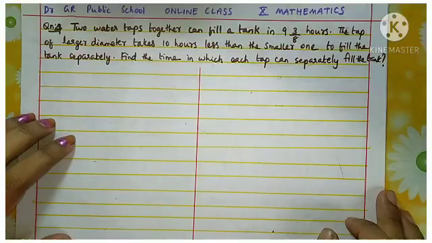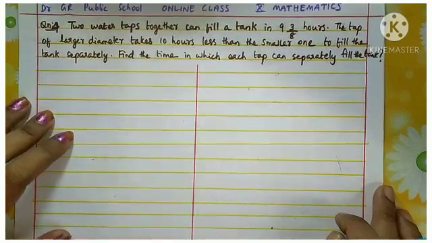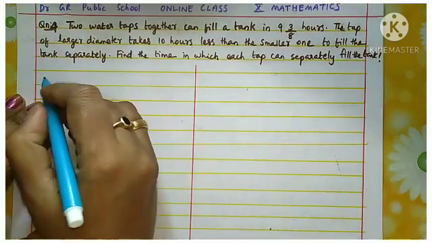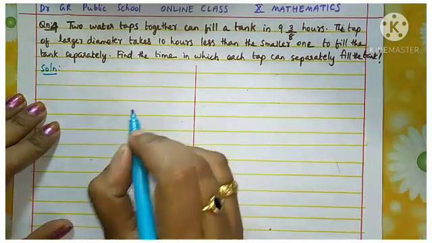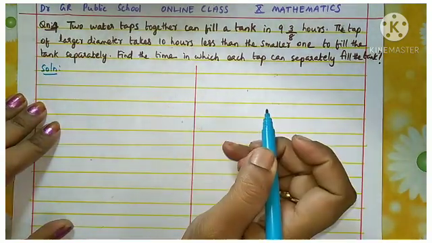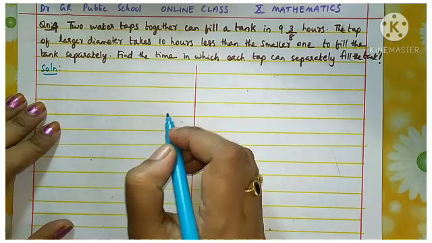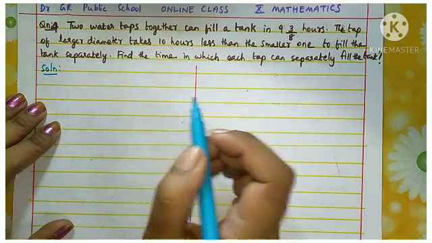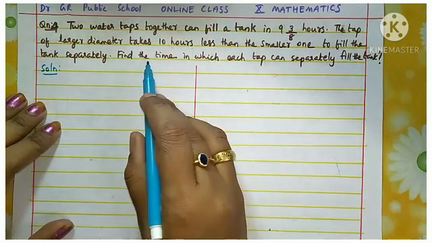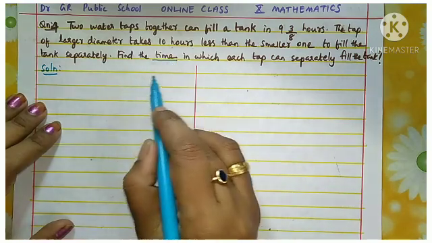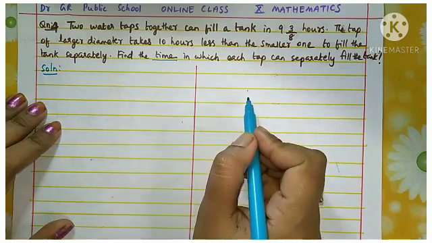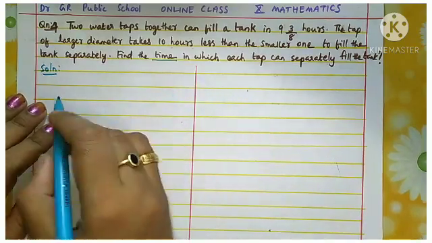Let us start our answer, children. I hope you understood the idea of the problem. Yes, we can start the solution. One larger pipe is there and one smaller pipe is there. Here it is asked to find the time, so we are going to assume the time for the larger pipe and the smaller pipe. That is the starting.